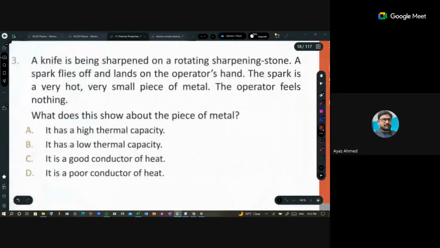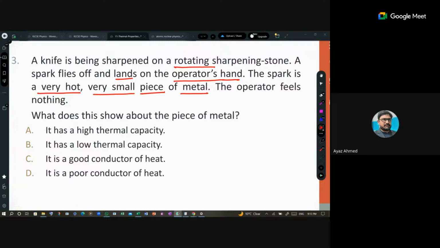Now there is another question for you. A knife is being sharpened on a rotating spinning stone. It's just a machine to sharpen the knife. A spark flies off and lands on an operator's hand. The spark is very hot, a very small piece of metal. The operator feels nothing. What does this show about the piece of metal? It has very high thermal capacity, it has very low thermal capacity, it is a good conductor of heat, it is a poor conductor of heat.